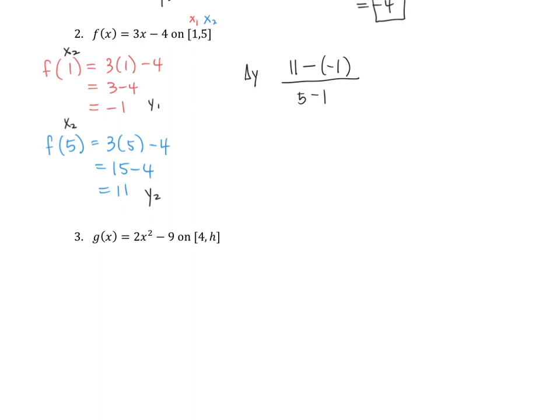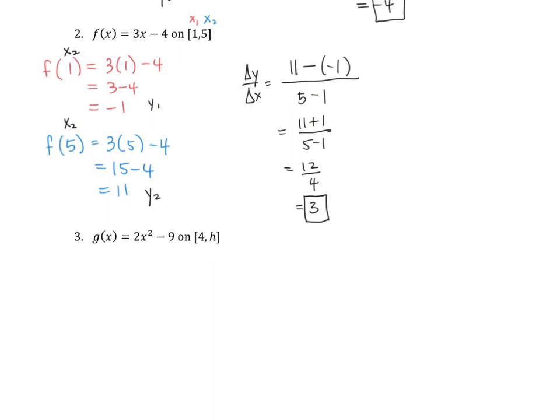So again, this is the average rate of change, and I'm using y here, but remember that's f of x. You can put whichever one you want. 11 minus a negative 1 is 11 plus 1. So then we'll have 12 over 4, which is 3. So the average rate of change on this interval is 3.